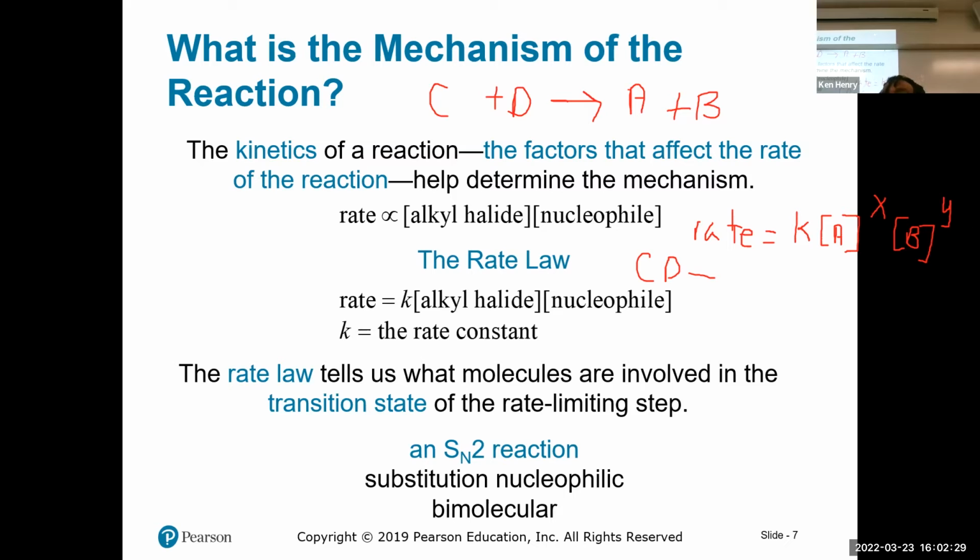So this reaction, because it's reliant on the two things, is going to be called substitution nucleophilic bimolecular, meaning 2 molecules. So we often abbreviate it as SN2. And like I said, you guys have been doing this already. We just need to tell you the name, right?